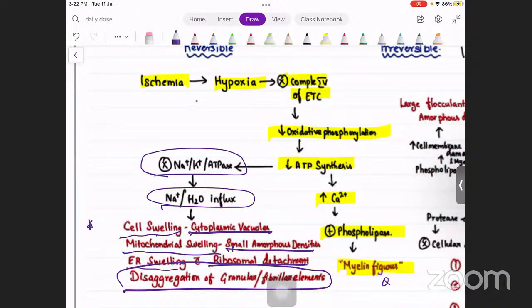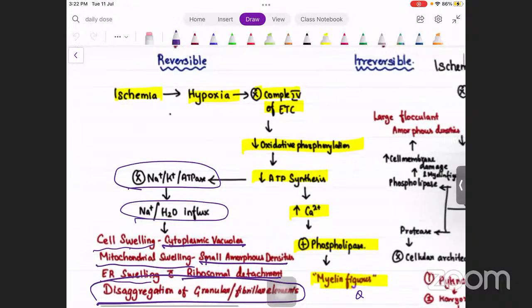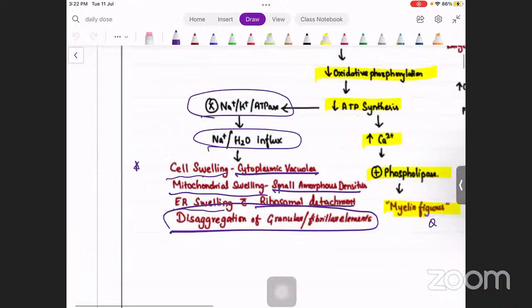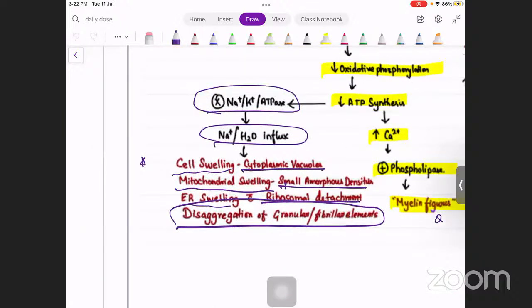So ischemia, hypoxia, no complex 4 of the electron transport chain, no ATP, increased calcium, activation of phospholipase, and thereby producing myelin figures. And lack of sodium-potassium ATPase, water and sodium will influx, cell swelling, vacuole formation, mitochondrial swelling with small amorphous densities. Very, very important MCQ. Small amorphous densities are seen in reversible injury, while large flocculent amorphous densities are seen in irreversible injury. You will study that after this. You have to remember the difference.